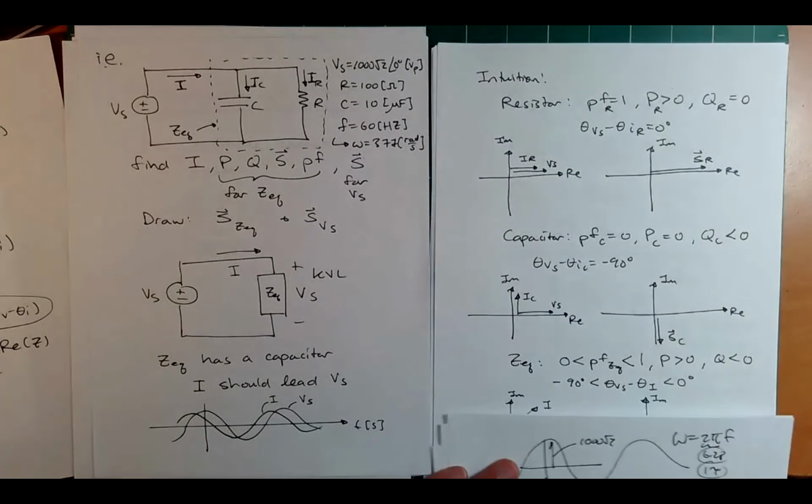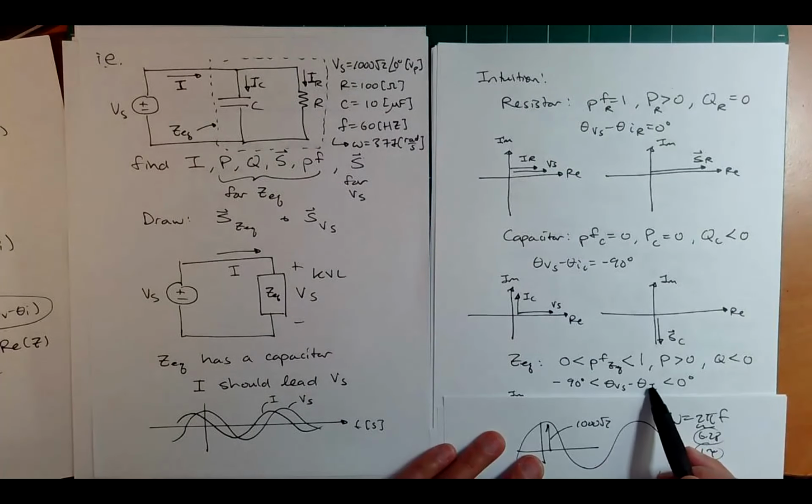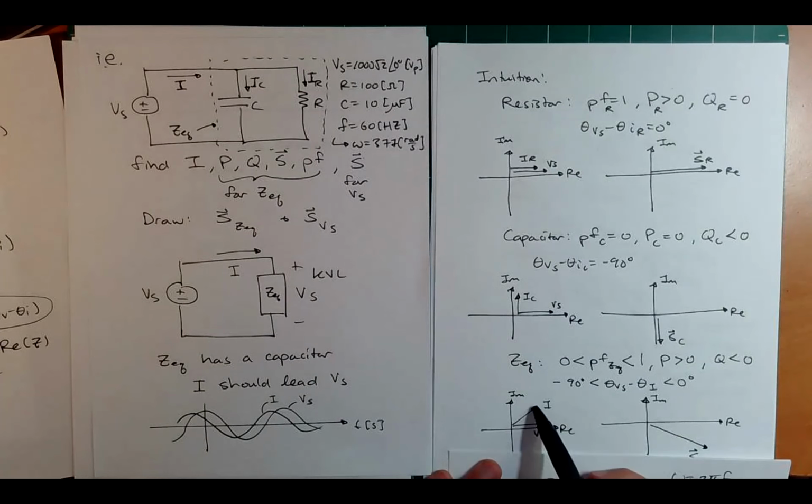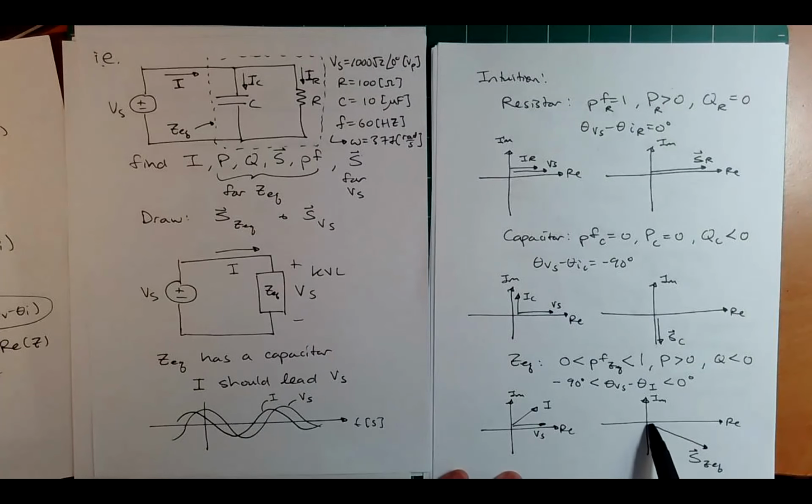So it's kind of somewhere in between. So we know that theta V minus theta I is somewhere between 0 and minus 90. That means if Vs is pointing to the right, I is leading some, but not all the way up. And we know that S bar is not perfectly pointed down. It's not perfectly pointed to the right. It's somewhere in between. Okay.